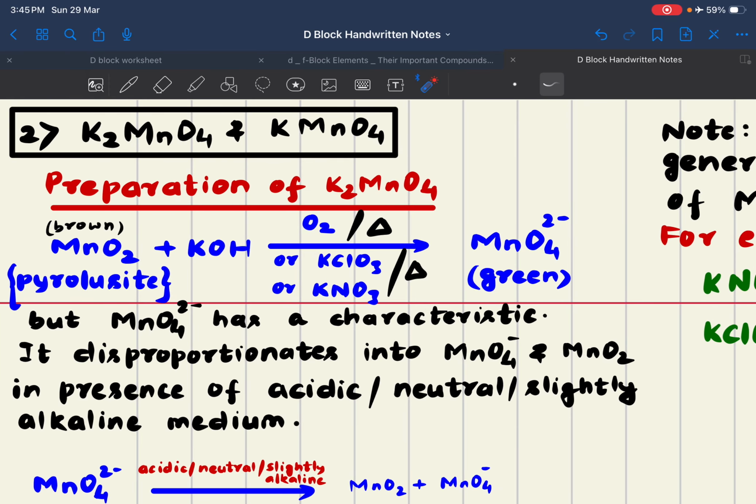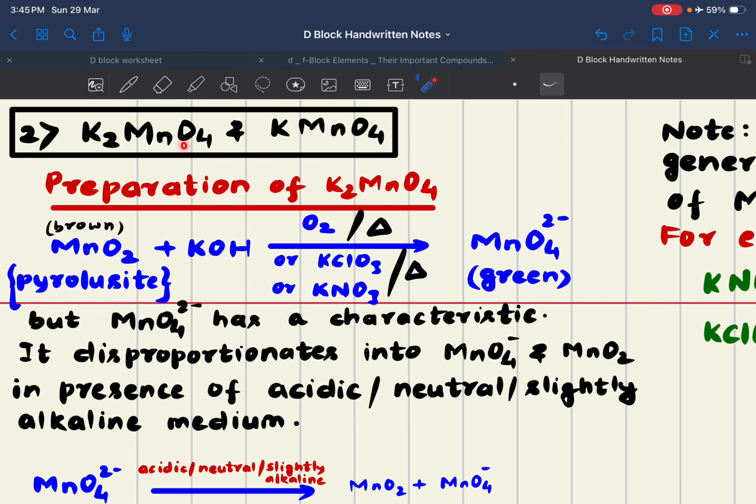Hi students. So in this lecture we're going to talk about the preparation of K2MnO4 and KMnO4. K2MnO4 is called potassium manganate and KMnO4 is called potassium permanganate.